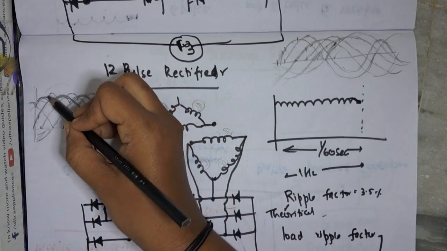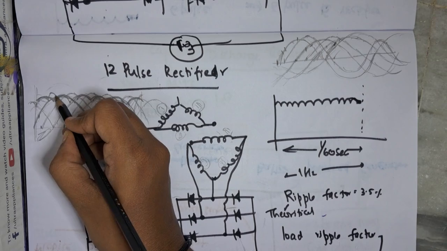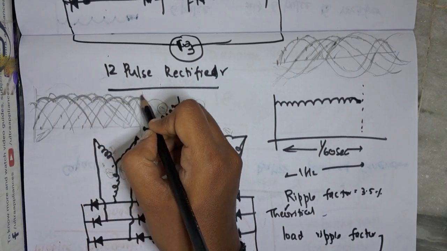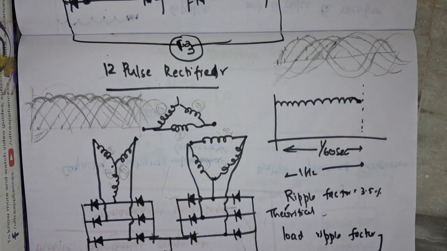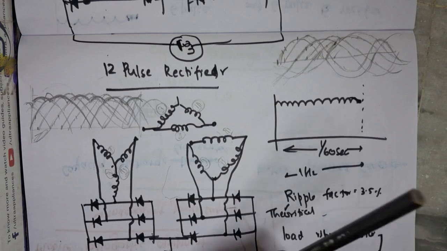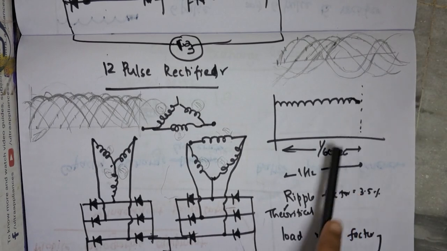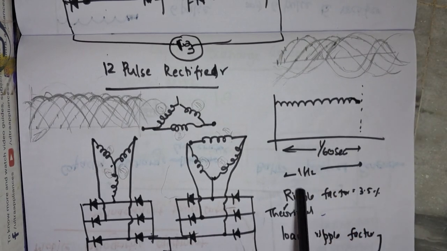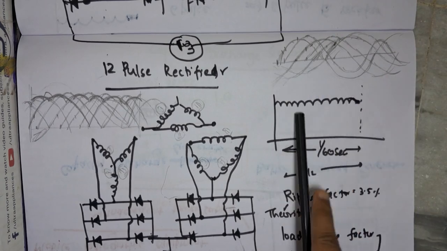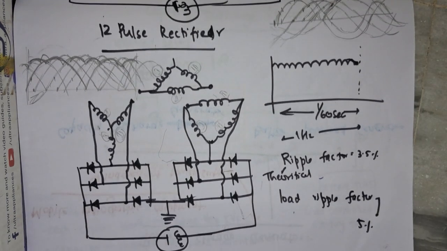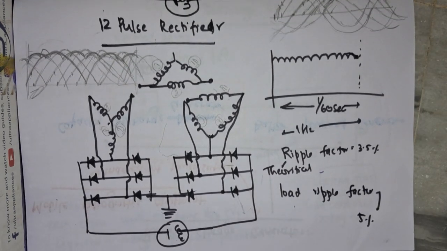So if I do it on both sides, see, 1, 2, 3, 4, 5, 6, 7, 8, 9, 10, 11, 12. So we have a 12 pulse rectifier. So we have 12 pulses; that means in the same time we are getting 12 pulses. So in one-sixtieth of a second, 12 pulses are seen. This is better when compared to the 6 pulse, right? The ripple factor for a 12 pulse rectifier theoretically is 3.5%, whereas the load ripple factor for a 12 pulse rectifier is 5%.